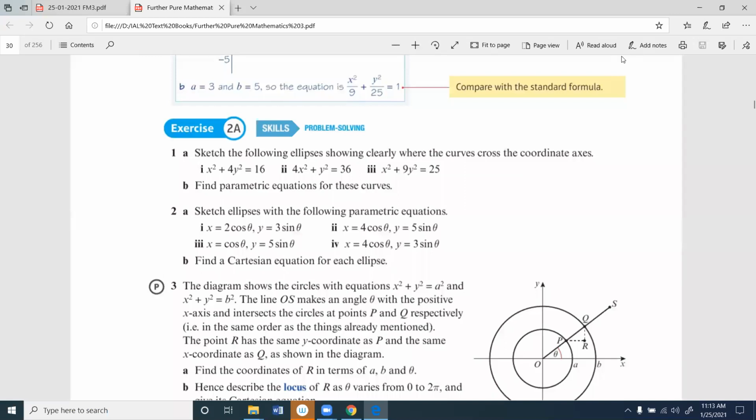Right. So sketch the following ellipses, showing clearly the curve with the axis intercept coordinates. You can find these very easily. So divide everything by 16 and get it. And this one, divide everything by 36. And this, divide everything by 25 and get it for that.